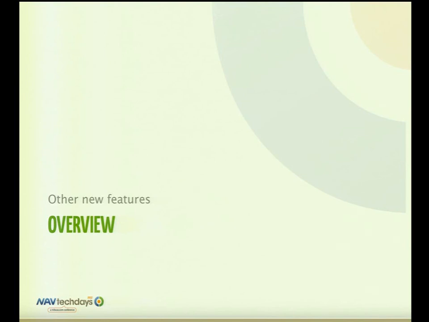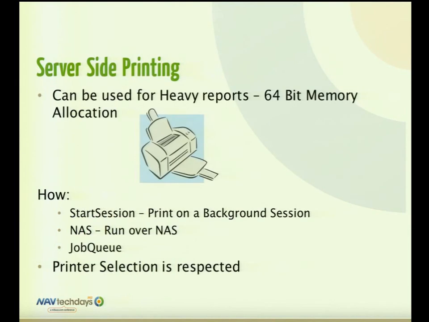Okay, so that was an overview on parameters. Now we are going to speak about some other new features that we introduced with NAV 2013. A great feature is server-side printing. Completely new in 2013. You can use it to print heavy reports because it has a 64-bit memory allocation.